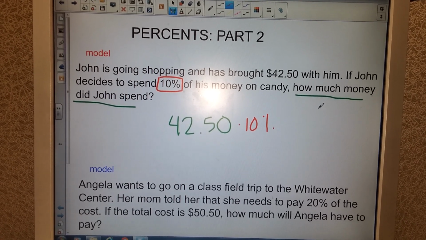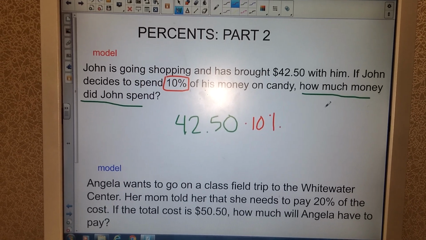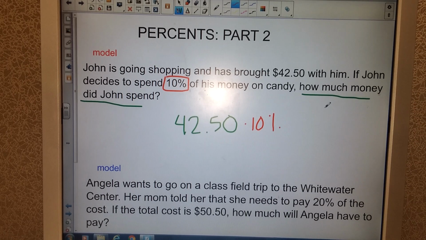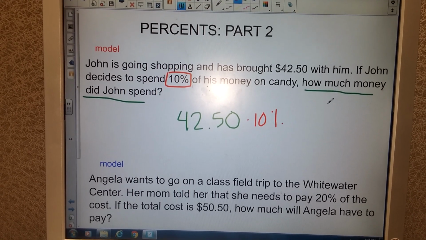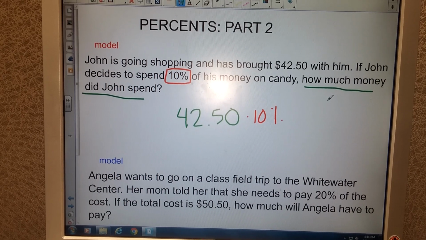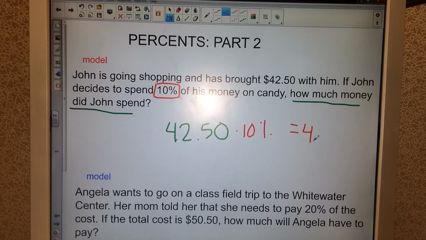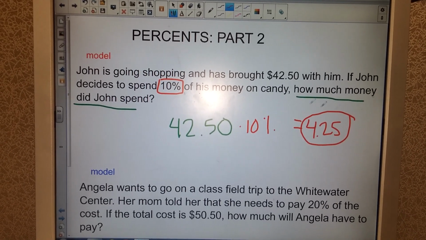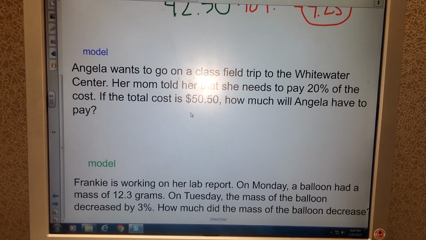42.50 times 10. And to find the percent button, right above the left parentheses in blue, you see a little percent sign. So you hit second and then that percent button, and your calculator should read 42.50 times 10 with the percent sign. You hit enter, and it tells you that he spent $4.25, which is 10% of his money on candy. Kind of outrageous to spend 10% of your money on candy.